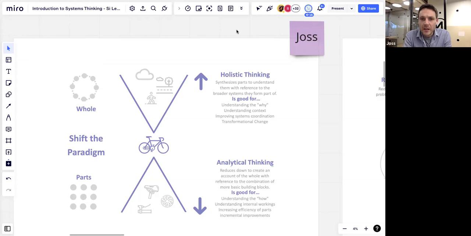But we're just going to stay expanding a bit more on the systems paradigm. So again, it's this difference between analytical and synthetic thinking. And they are paradigms, right? If we take the bicycle, we really can look at it in two very different ways. The analytical approach would take it to pieces, study all those parts and see how they work. It would reduce down to create an account of the whole with reference to a combination of the basic building blocks. We saw that in physics, right? They're trying to understand the world in terms of basic atoms and so forth. And it's a reductionist paradigm, that approach.